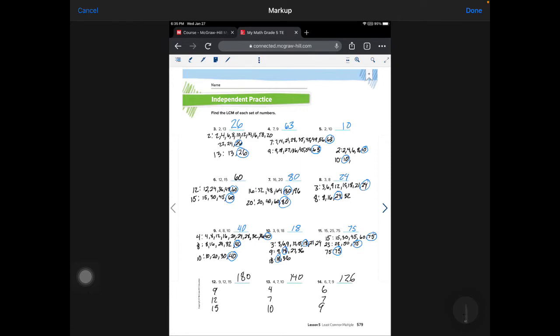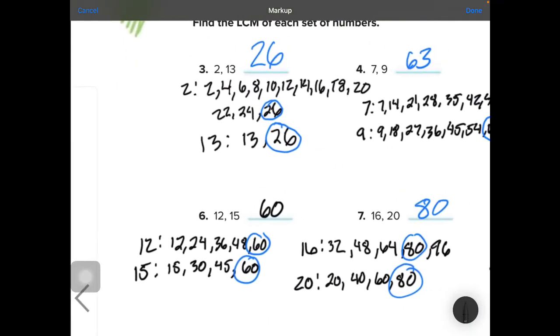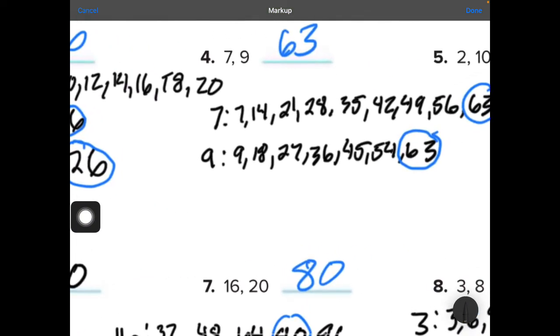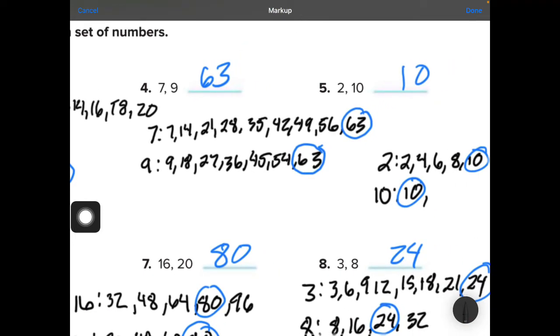Here is page 579. Make sure you write really small so that you can fit all these numbers. Let's begin. Number 3. We need to find the lowest common multiple of these numbers. So here's 2, and I skip counted, ran out of room, and then wrote the rest of the skip count down here. Here's 13, 13 and 26. So I had to skip count by 13 clear to 26 to find the lowest common multiple.